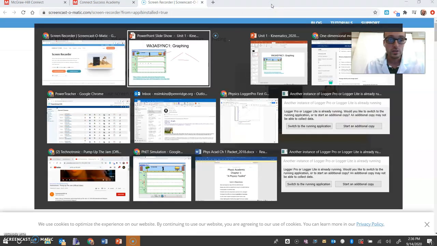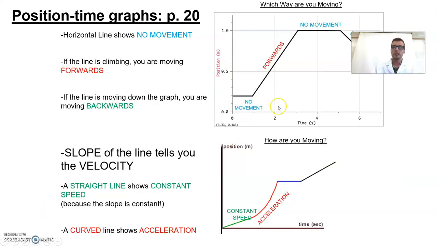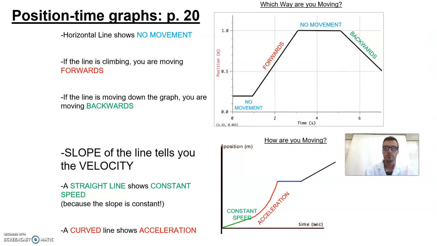I'm going to close this page because it's really lagging me out here. And let's take a look at a summary of all this information. You might need to pause, and I'll provide some printouts of this. But this is everything you need to know about position time graphs and what they mean about an object's motion. Let's walk through it here.